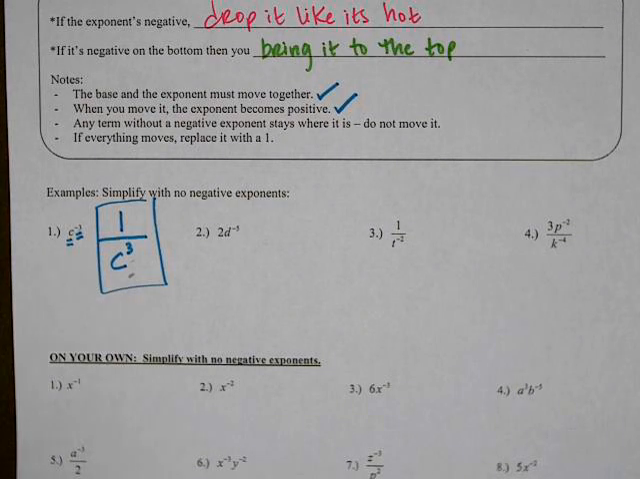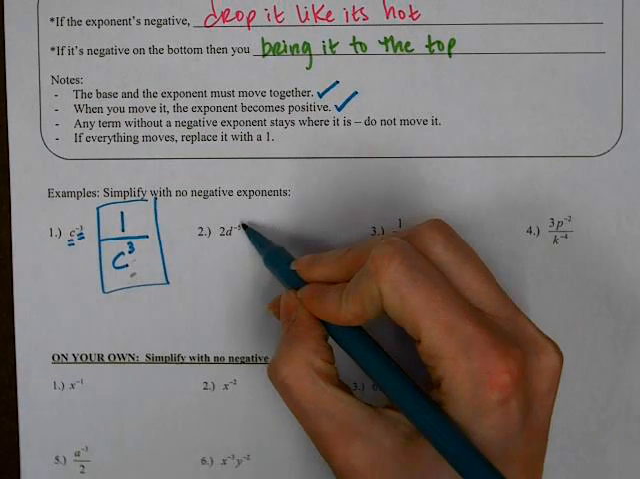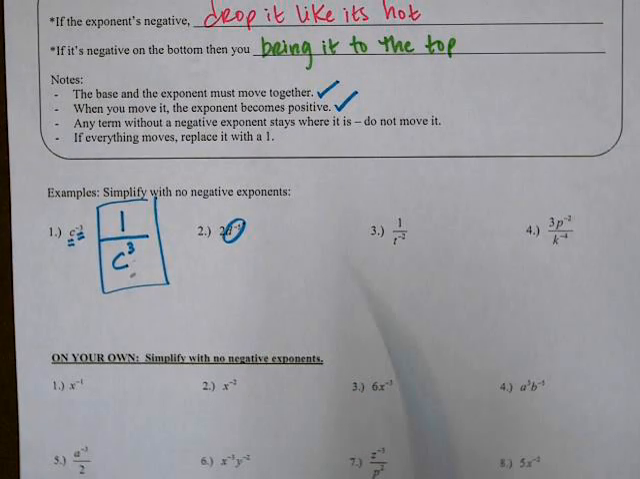All right, now number 2, if your exponent's negative, drop it like it's hot, but we only want to drop the base and the power.